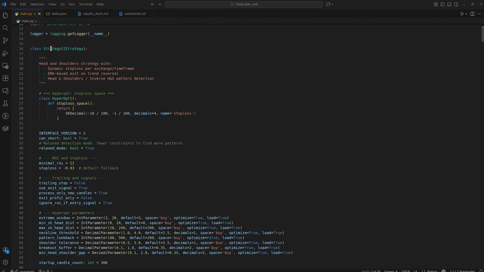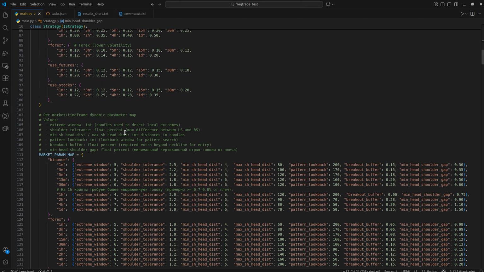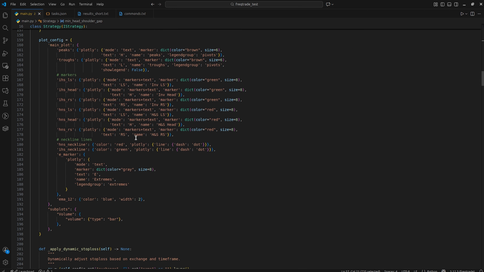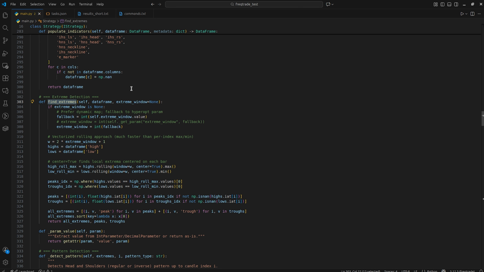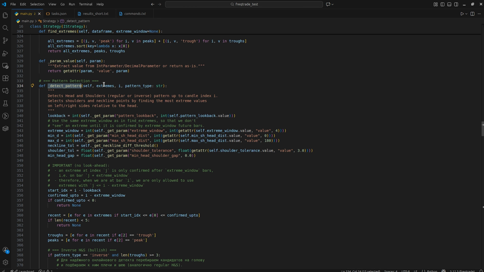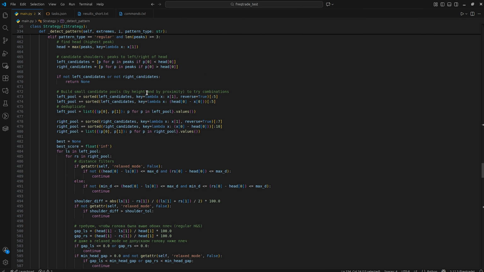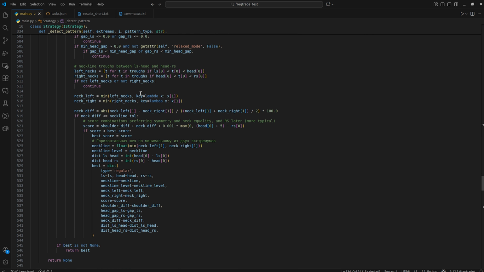So first, it's our class Strategy. Hyperparameters, they have default values from the original video, and later we will optimize them. Here we have a parameter map for each time frame and market, configuration for our plot, some support functions for applying dynamic parameters, and then find extreme functions to find minimums and maximums, detect pattern to detect head and shoulders, and our main functions populate entry and exit trends. So it's our basic trading logic.